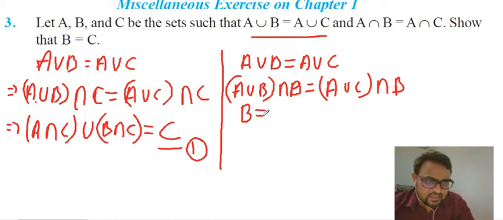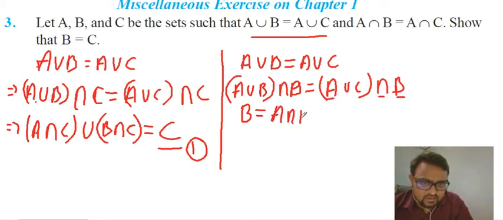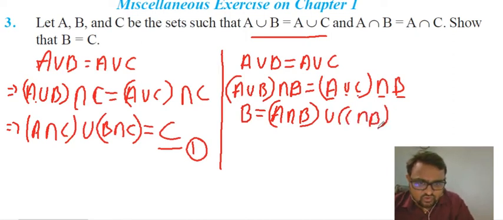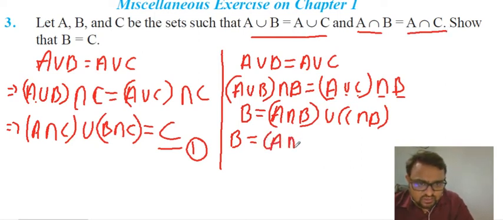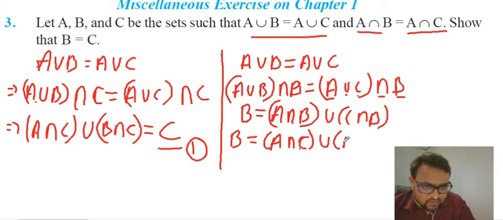Equal to, on this side, (A intersection B) union (C intersection B). Okay, so B is equal to, instead of A intersection B, I can write A intersection C, so (A intersection C) union, instead of C intersection B, I will write B intersection C. One and the same thing, C intersection B or B intersection C. I will name it as 2.